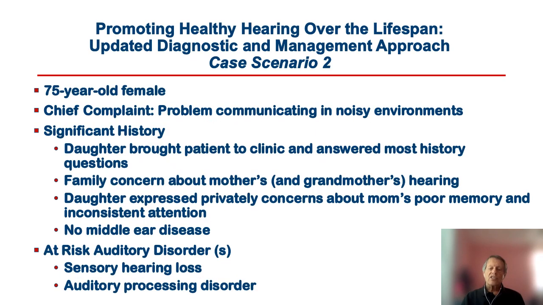Okay, a second case, and then we're going to wrap things up. Case scenario 2 is a 75-year-old female. Her chief complaint is difficulty communicating in noisy environments. And actually, she's not the one that really is complaining about this so much. Her children and her family members are convinced she's got a significant hearing loss. And she doesn't like to go out socially anymore. She doesn't like to go places because she just can't seem to understand what people are saying.